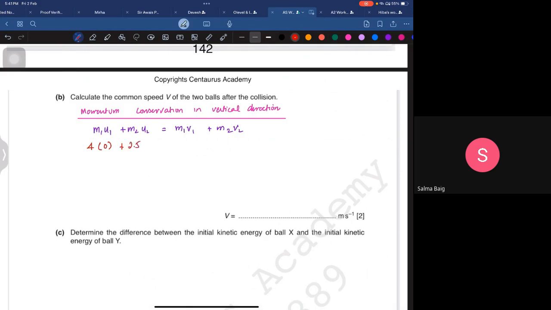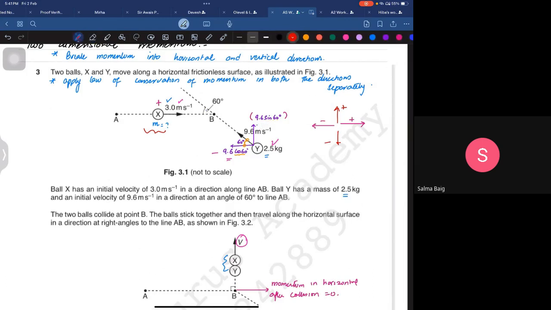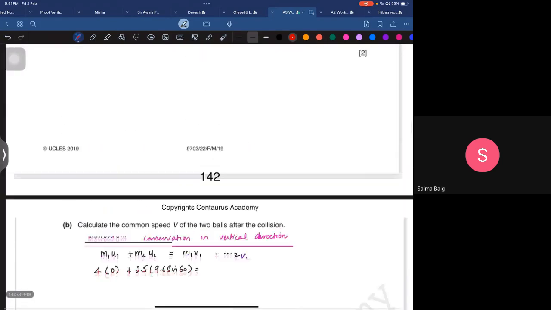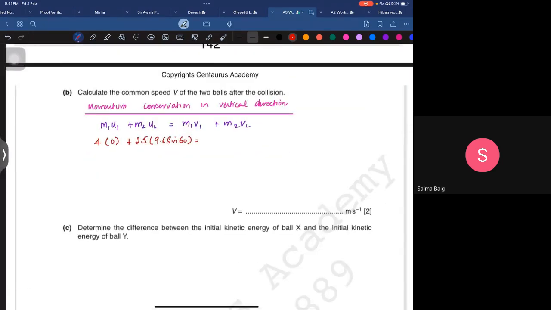However, the 2.5 kg mass did have a vertical component, and that was 9.6 sine 60. I'm going to take it positive because I've just assigned a sine. So that means 2.5 times 9.6 sine of 60. Afterwards, they stick together. So this is case 2. When two objects stick together, their masses are added up. So I'm going to add the masses now: 4 plus 2.5. And then the speed is the common speed they have that we need to find.